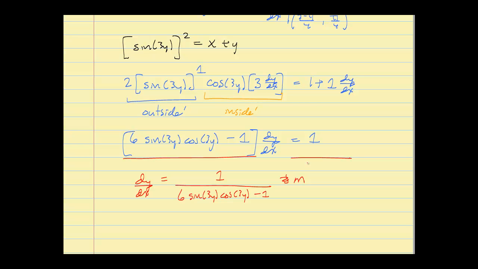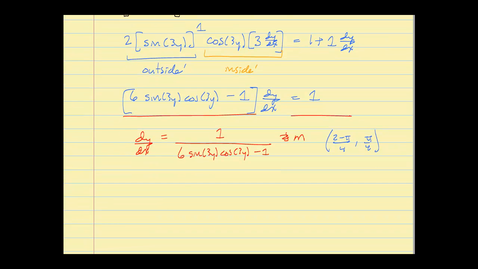Now what I need to do is evaluate it at our point. Well, the point we're interested in was (2 - π)/4, π/4. There's no x's in this, so that's going to be easy to evaluate. So again, I'm looking at the slope here, which is dy/dx evaluated at this point. And it actually turns out that I'm just using the π/4. So I'm going to have 1 over 6 sine. When I plug in π/4, I get 3π/4, cosine 3π/4, minus 1.